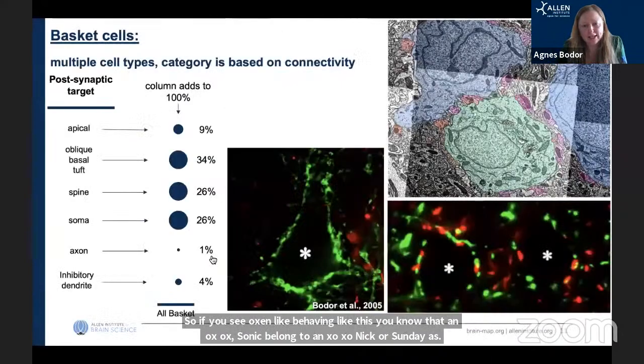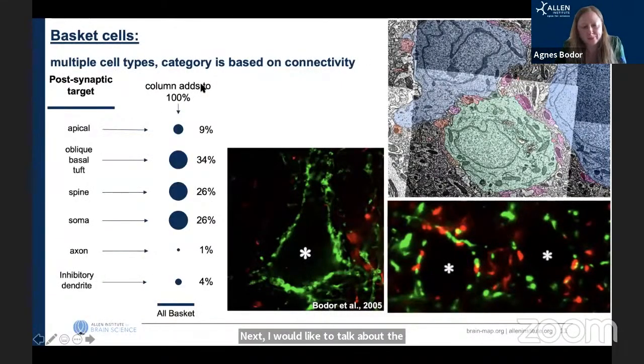Next, I would like to talk about the basket cells, which is not one cell type. Multiple cell types belong to this category. And they're unique because they target in a much higher ratio the pyramidal cell soma region, which means soma and proximal dendritic region. From our dataset, we made a statistic for one cell, and 26% of the synaptic terminals ended up on the soma of pyramidal cells.